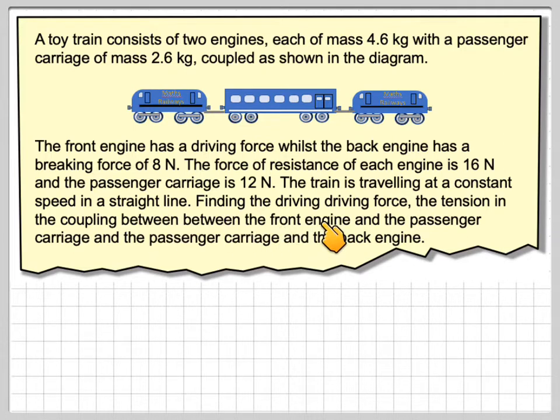Find the driving force, the tension in the coupling between the front engine and the passenger carriage, i.e. this one here, and the passenger carriage and the back engine, which is this one here.